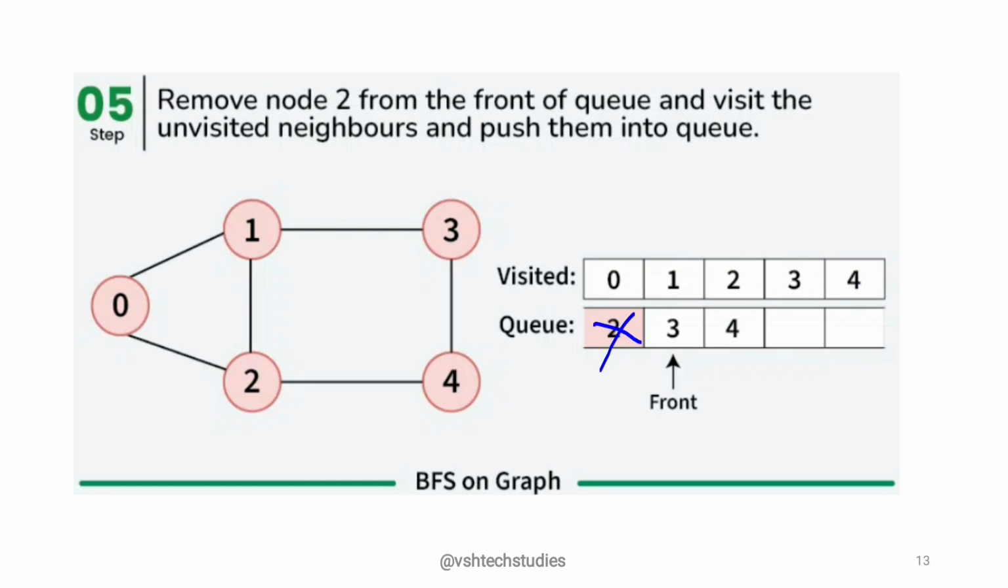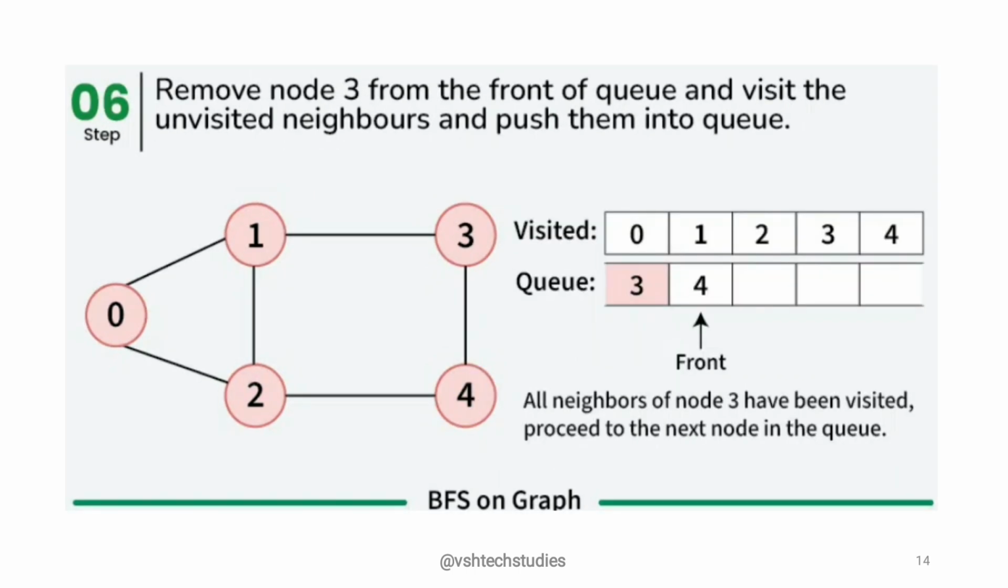When 3 was at the front, its neighbors are to be found out. For 3, the neighbors are 1 and 4. 1 is already covered, so the unvisited neighbor is 4, which is put into the visited array. Because 3's consideration is over, it is put out of the queue. 4 is made the front.